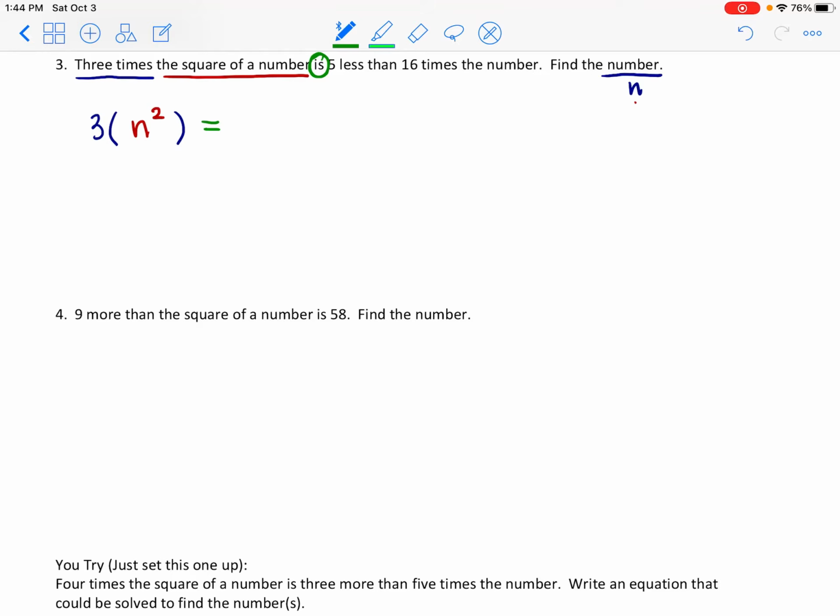So "is" translates to equals. And then it says 5 less than. What does 5 less than mean? 5 less than means we have to take 5 away from something. We don't know what it is yet, so I'm leaving a little space there. So it's 5 less than, take 5 away from, and then lastly here it says 16 times the number. 16 times the number is going to be 16n.